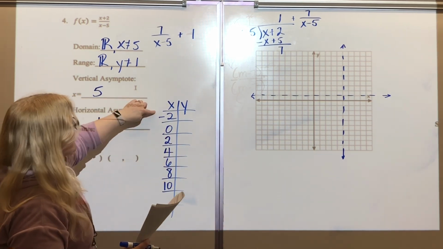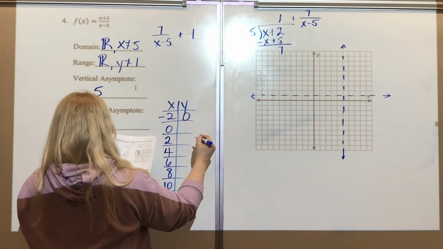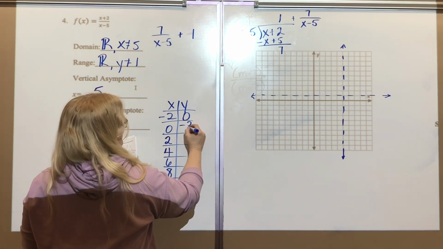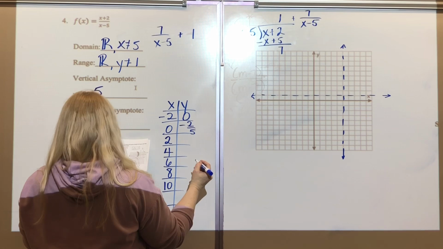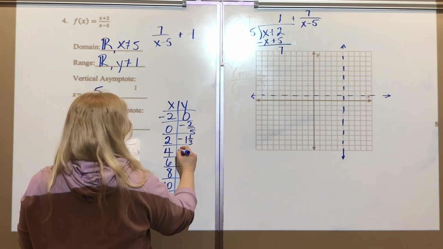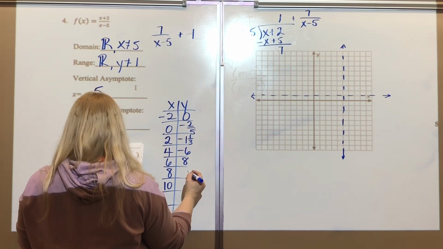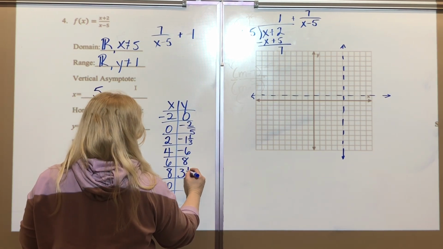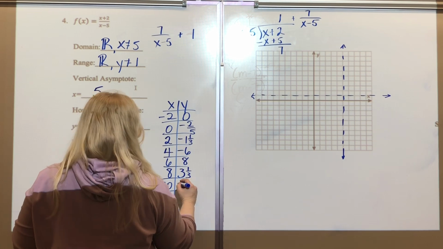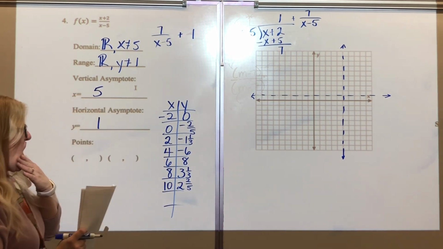All right, so when I plug -2 into here, I get 0. 0 gives me -2/5, okay, or 0.4. -1 1/3 here. 4 gives me -6. 6 gives me 8. 8 gives me 3 1/3. And 10 gives me 2 2/5.